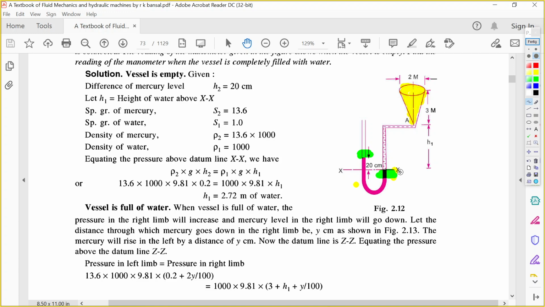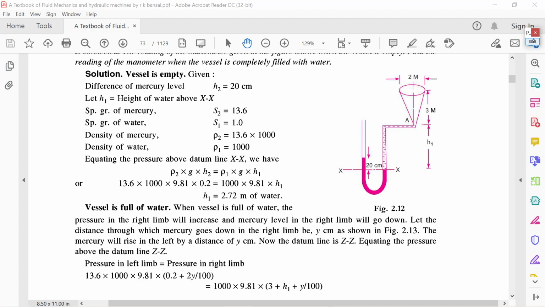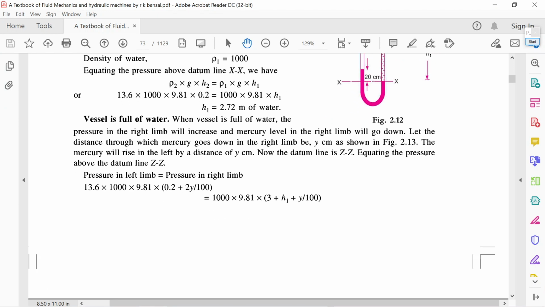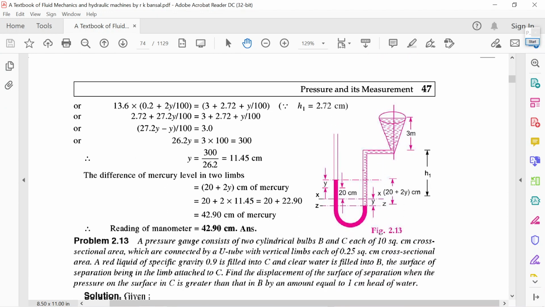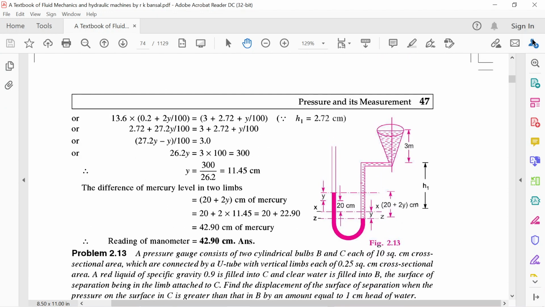Why? It decreases by some height and increases by some height, same, decreases by y and increases by y. So here we need to draw another same figure and then calculate. Here this one is the diagram.